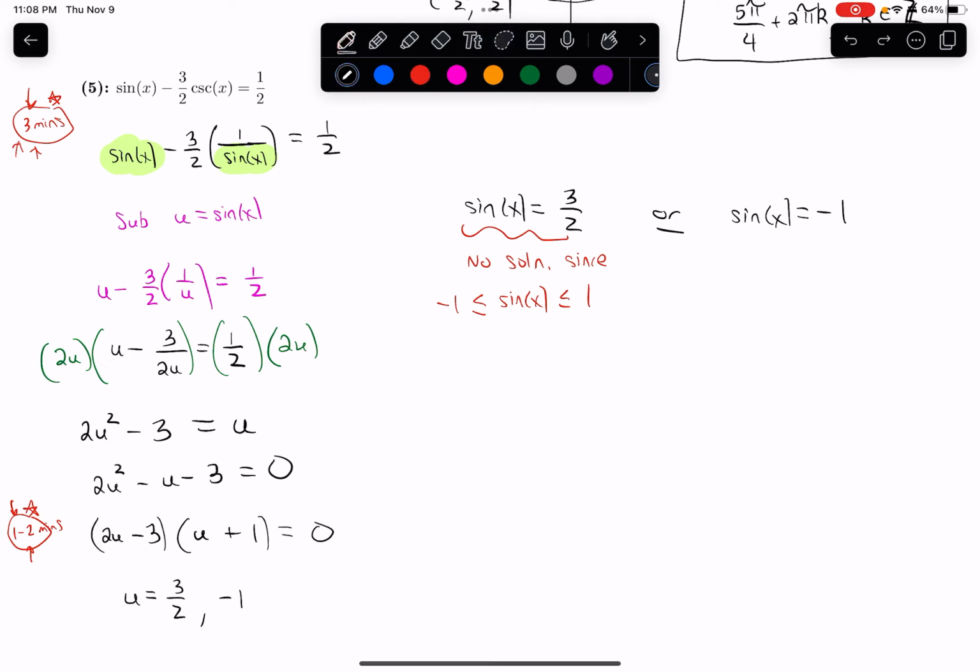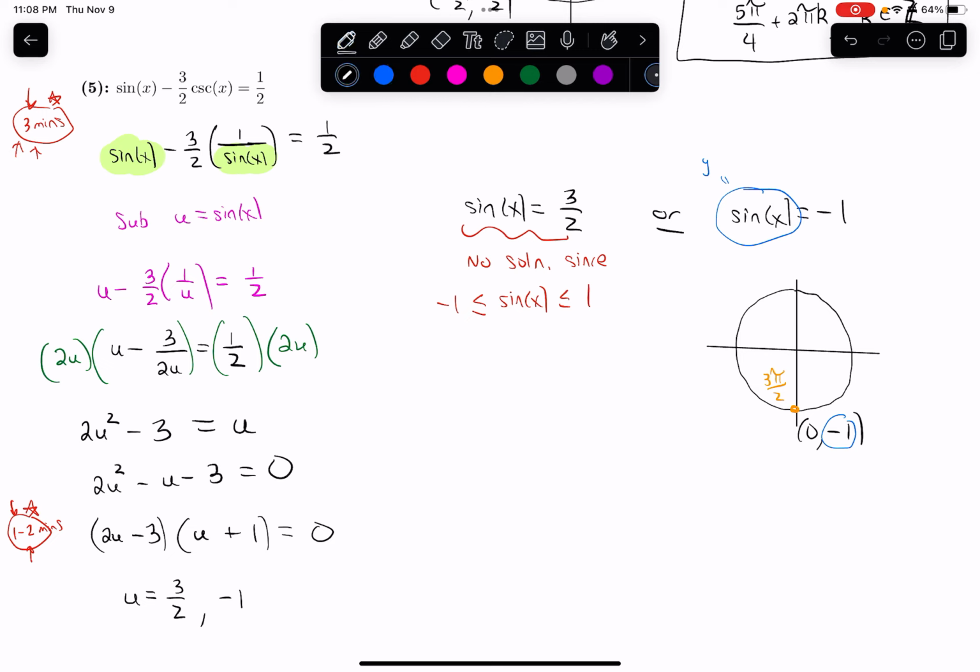And then for this one, it equals -1. That is an output that is allowed for sine. So that one will have a solution. So if I think about my unit circle, where on the unit circle is sine equal to -1? And we know in the unit circle that sine is equal to the y-coordinate. Where is the y-coordinate equal to -1? Well, it happens at the bottom, at the angle 3 pi over 2. Because at that angle, the coordinates are 0, -1. And sine is my y value, and the y value there is -1.